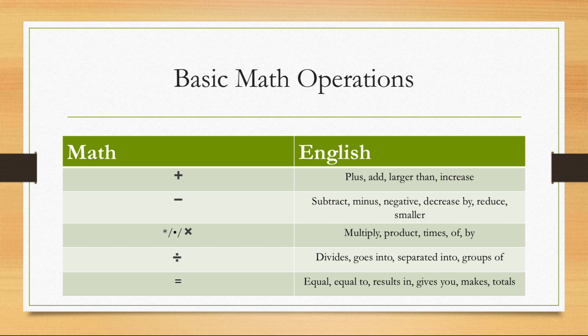So, first we will start with our basic math operations. So let's take a look at some of the translations we can make based on what someone decides to write in their equation. First of all, we've got the plus sign. Yes, you've seen this multiple times. So let's take a look at the different English ways we can use to represent it. For example, we can use plus, add, larger than, or increase.